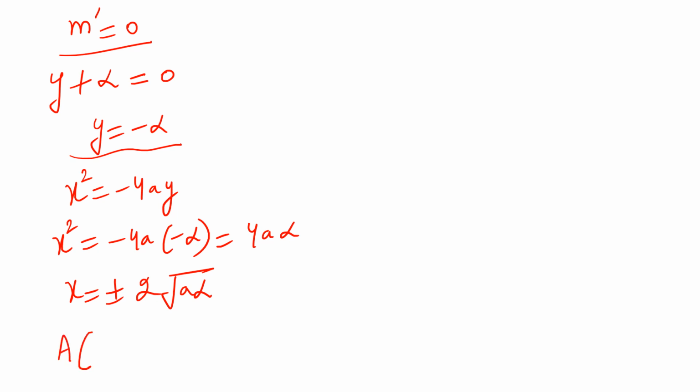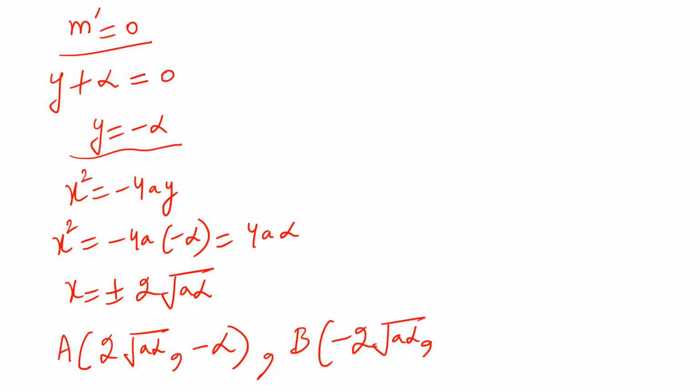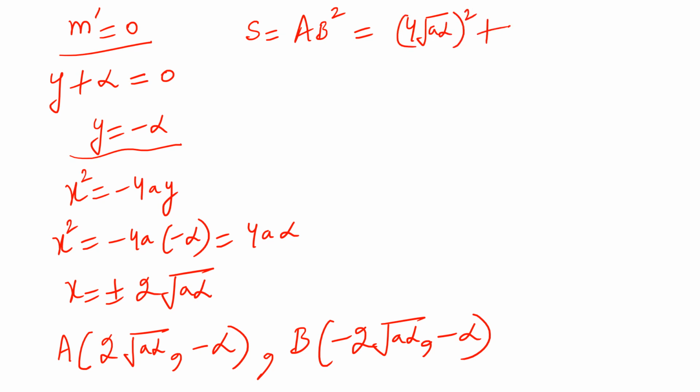Now let me call the first point as (2 into square root of a alpha, and the value of y is already known to us, it is minus alpha). And the second point is going to be (minus 2 into square root of a alpha, comma minus alpha), right? Now it is also telling us that the value S is nothing but AB square. That means it represents the square of the distance between these 2 points. So just use the distance formula between 2 points. So it becomes 4 into square root of a alpha whole square plus 0, which is nothing but 16a alpha.